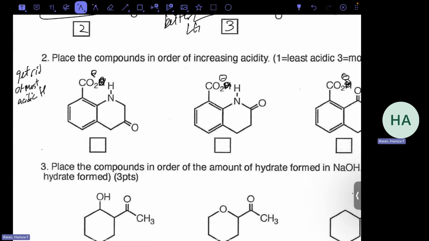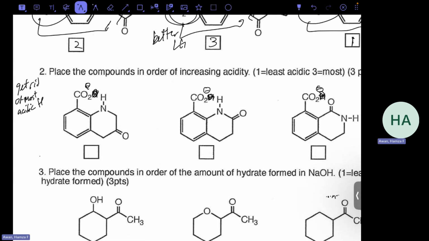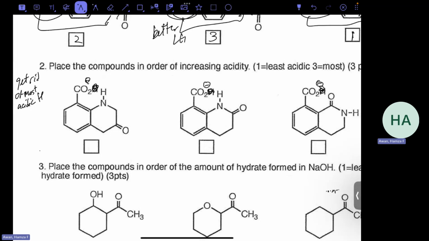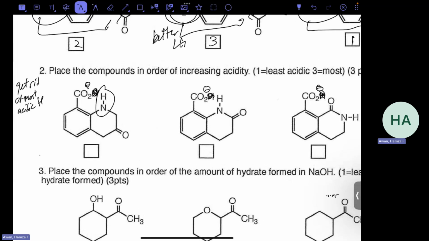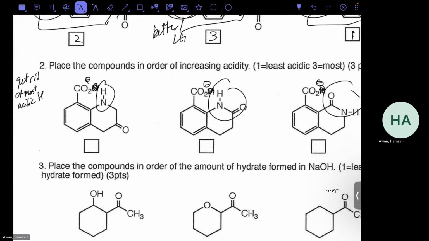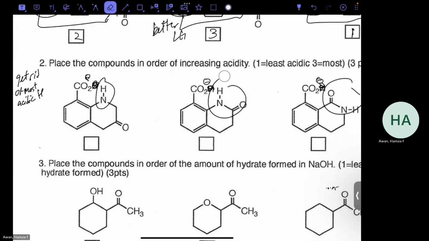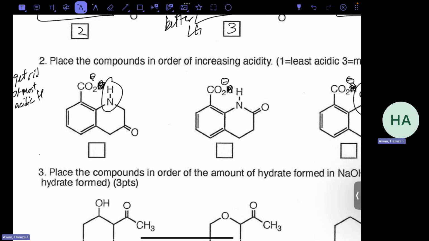And now we'll look at the groups that are close to the negative charge, right? So we have an amine, we have an amide, we have an amide, and we have another amide. All right. So let's look at them all separately. Here we go. So let's start with the amine. Okay. So this amine, this one is an electron donating group by resonance.